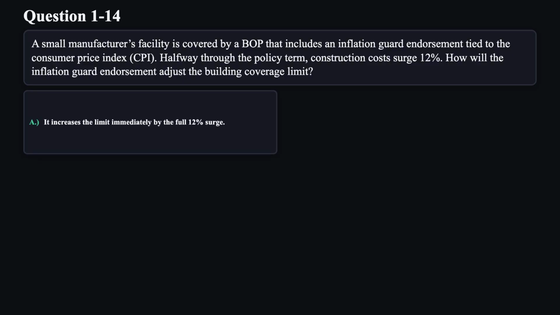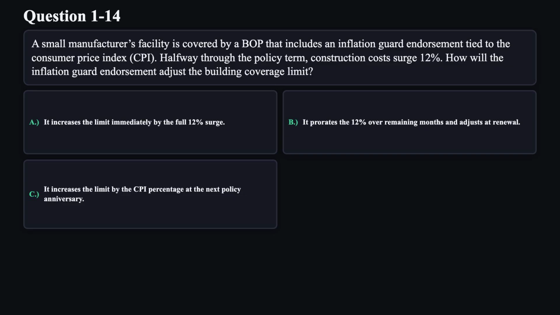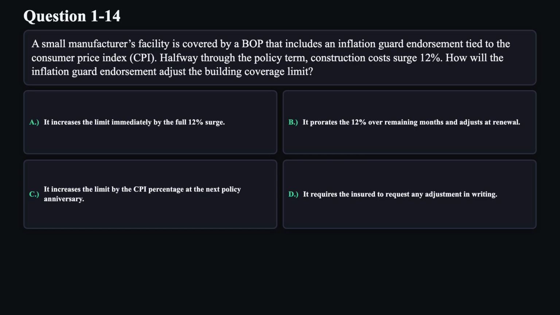A. It increases the limit immediately by the full 12% surge. B. It prorates the 12% over remaining months and adjusts at renewal. C. It increases the limit by the CPI percentage at the next policy anniversary. D. It requires the insured to request any adjustment in writing.